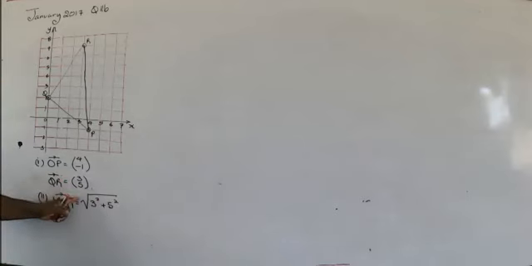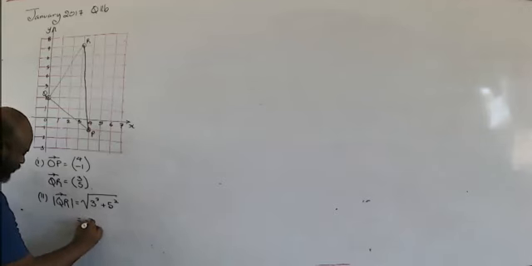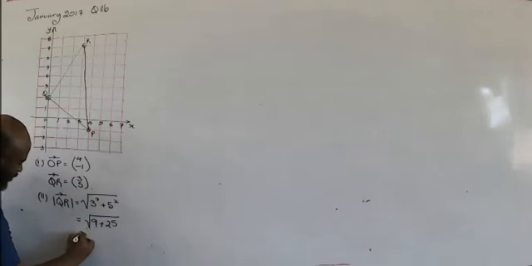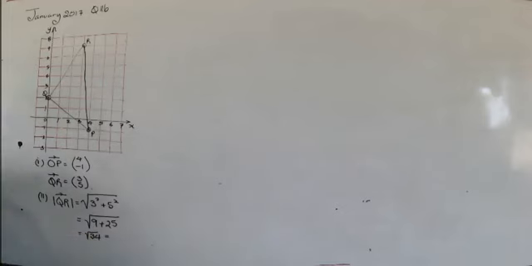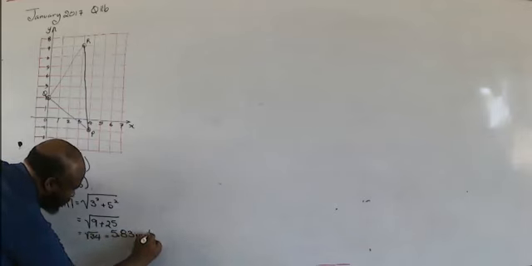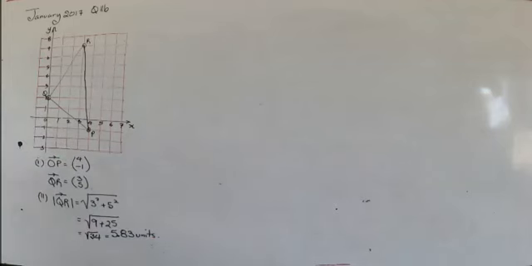3 here, 5 here. This is the square root of 9 plus 25. This is the square root of 34. Use the calculator. What is the square root of 34? Somebody tell me. Give me three significant figures. It is 5.83 units. The magnitude of QR is 5.83 units.